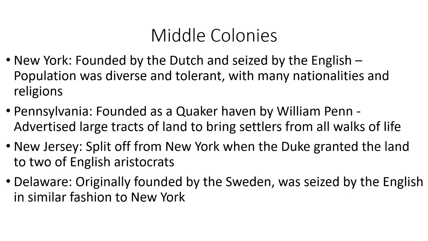Then you have New Jersey. New Jersey is pretty simple. The Duke of York grants a large portion of land to two of his English aristocrat buddies. And, well, that's pretty much it. He just grants it to his friends. And then you have Delaware, originally founded by Sweden, but was seized by the English in similar fashion to New York.